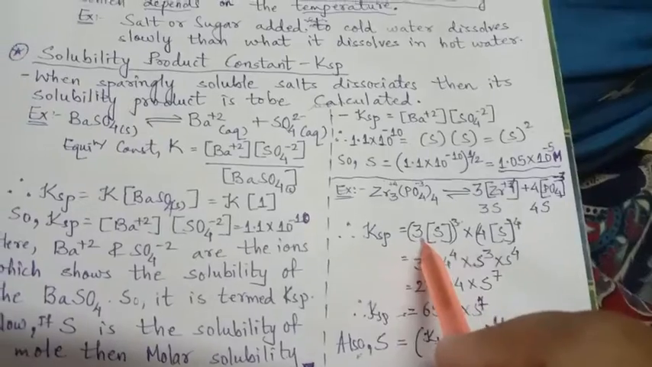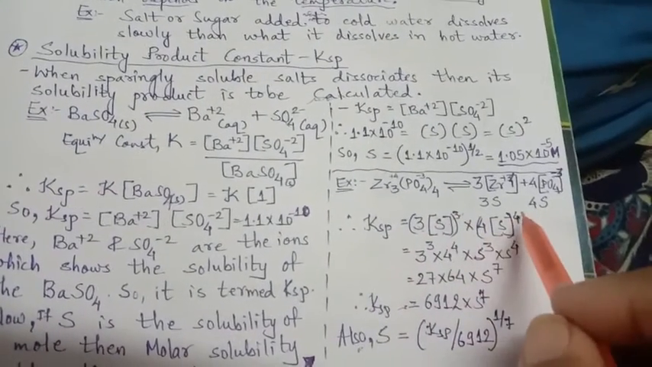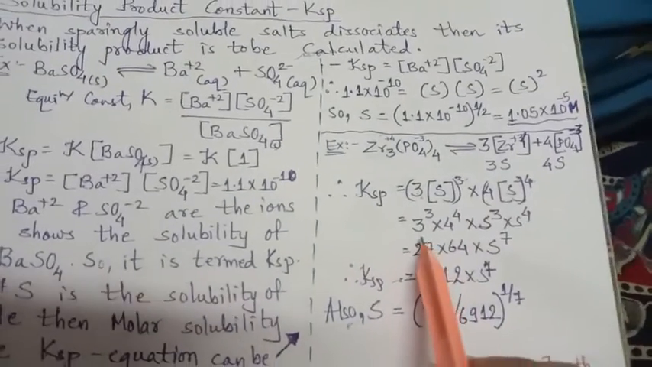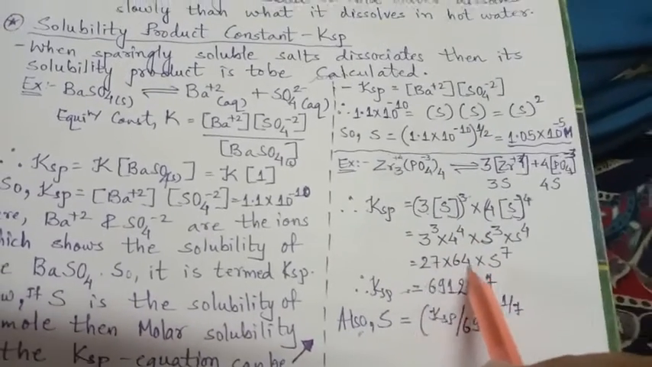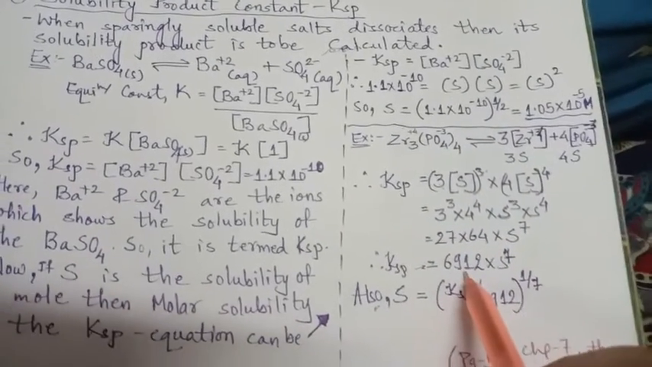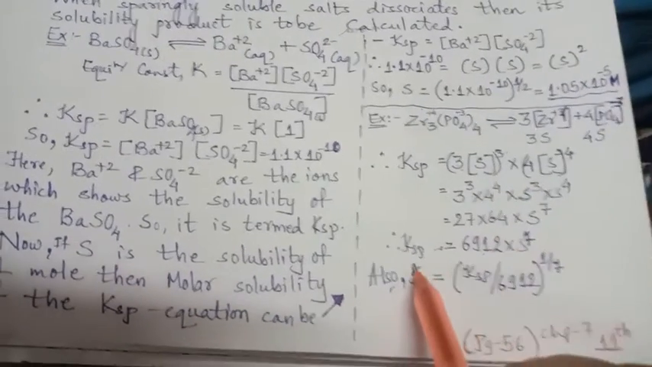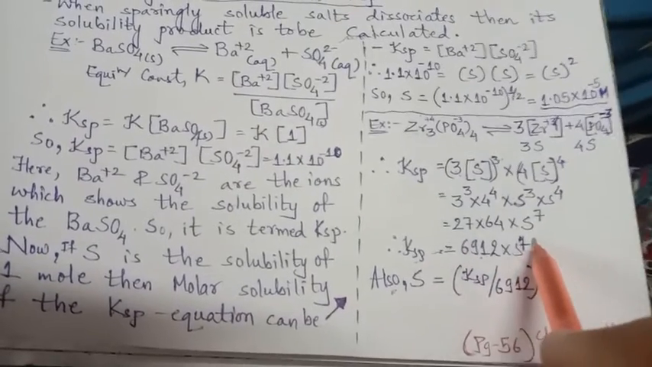So now just open the brackets: 3 raised to 3, 4 raised to 4, s raised to 3, s raised to 4. So here 3 raised to 3 is 27, 4 raised to 4 is 256. Multiplication of these two is 6912. 3 plus 4, s raised to 7. So the solubility product constant is 6912 into s raised to 7.